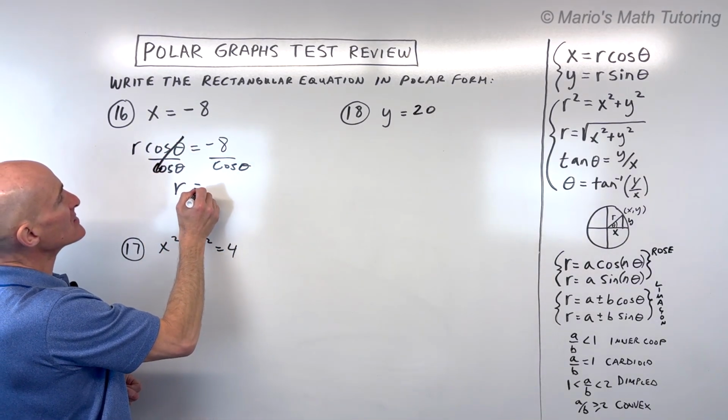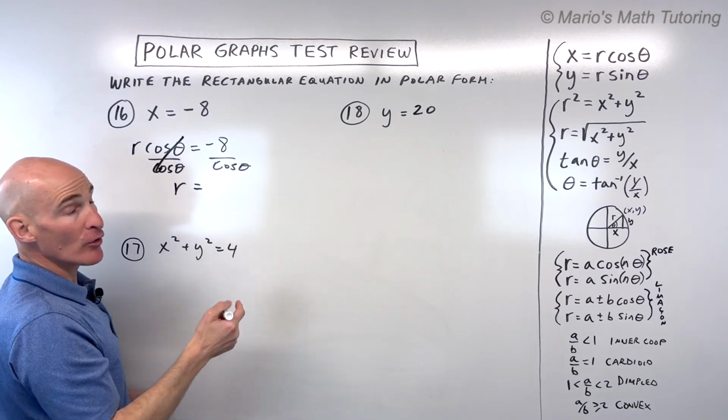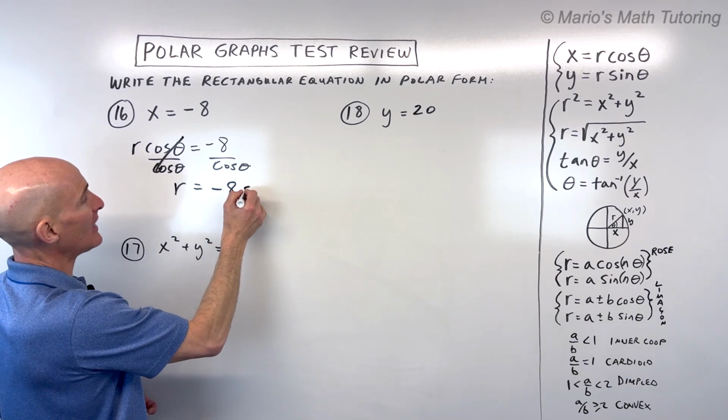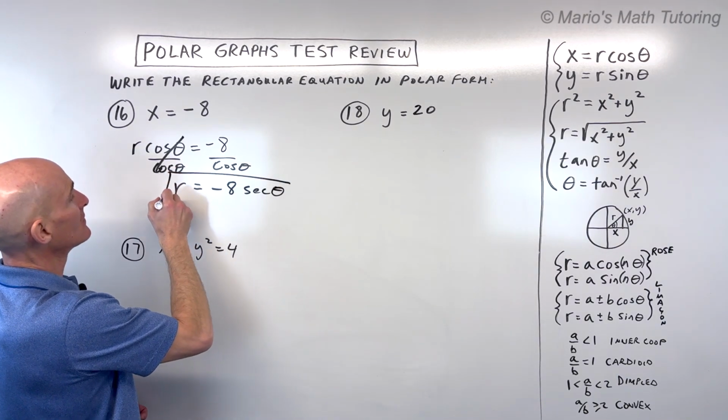So this is r is equal to negative 8 over cosine, and we know the reciprocal of cosine, 1 over cosine, is equal to secant. So this is negative 8 secant theta.